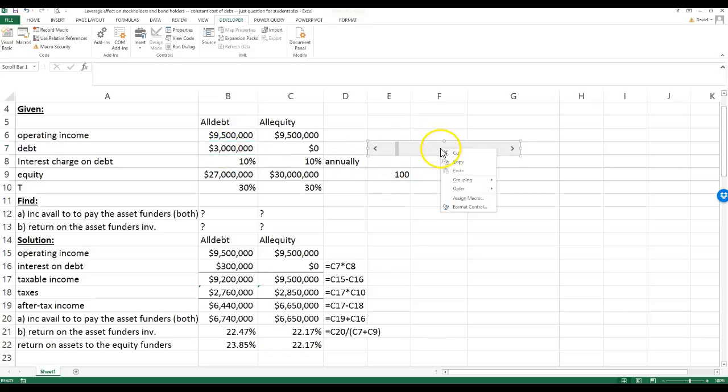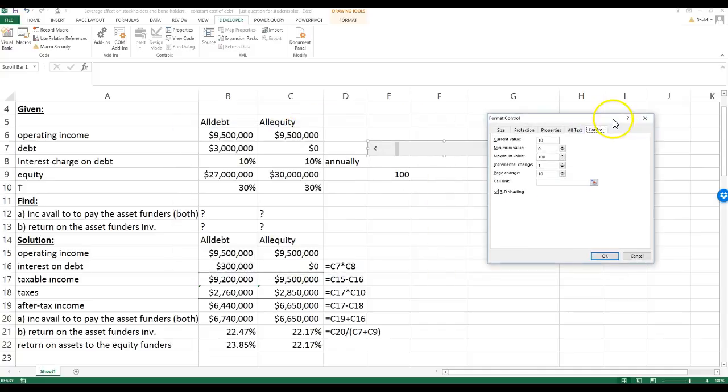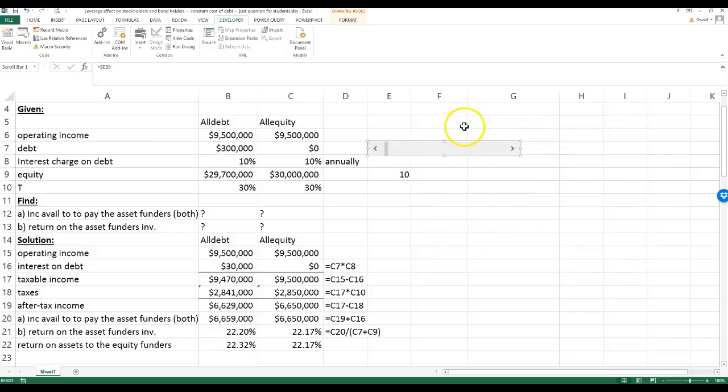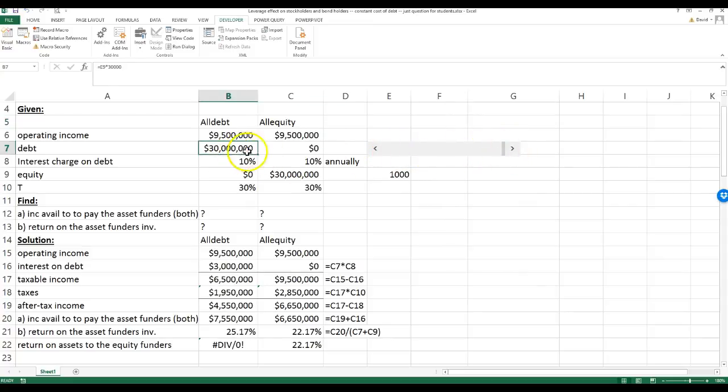So I'm going to right-click on the scroll bar and go to Format Control. I'm going to link this scroll bar to this number. We're going to have a maximum value of 1,000. It will change by, say, 10, okay, maybe 100. Now we'll change by 10, and go OK. And then click outside the scroll bar. Now if we move it all the way to the right, that's up to $30 million. We move it all the way to the left.